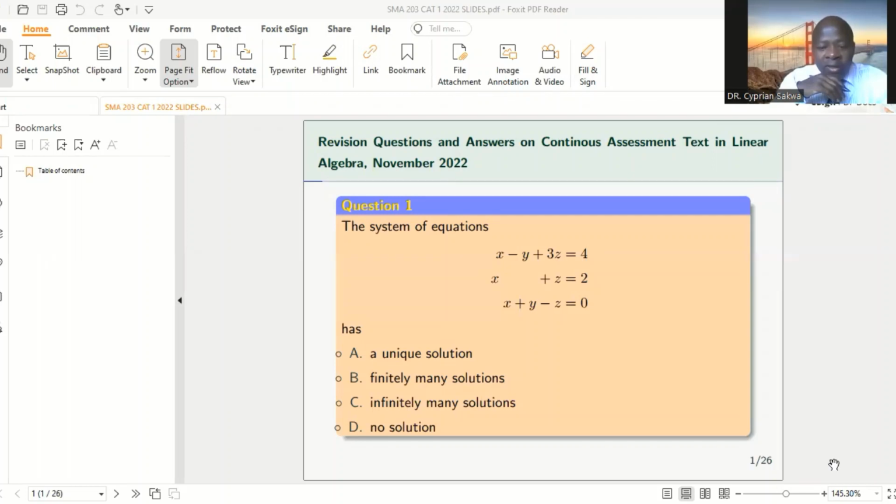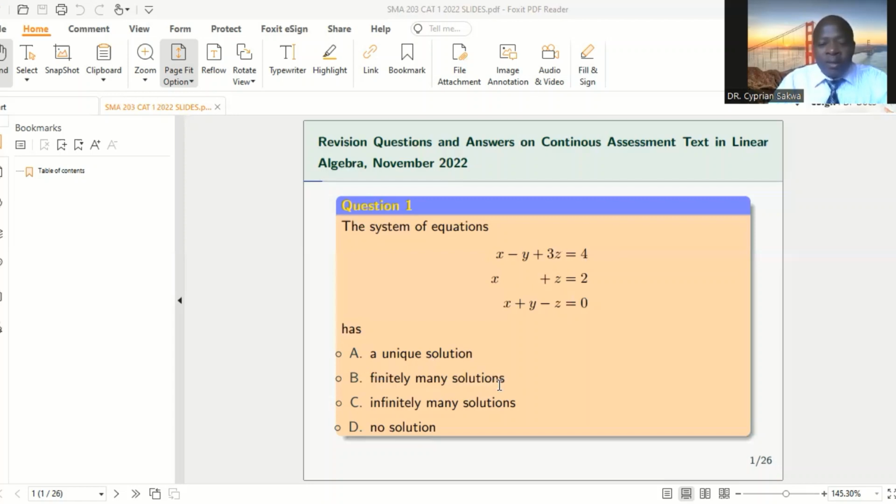The first question is here. We're supposed to tell whether this system here has a unique solution or whether it has infinitely many solutions. Part C, whether it has infinitely many solutions, and part D, whether it has no solution. Part B is whether it has finitely many solutions.